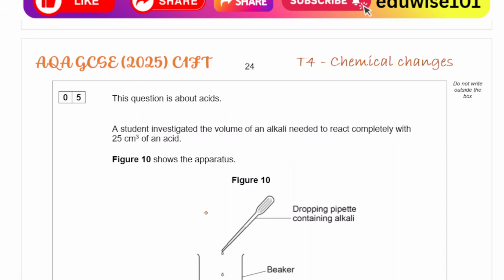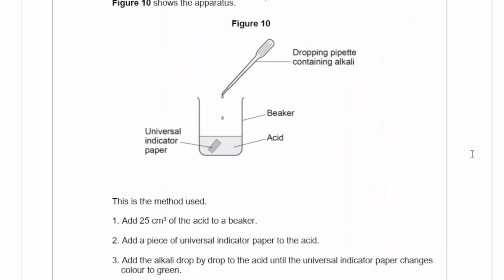This question is about acids, which is on the topic of chemical changes. A student investigated the volume of an alkali needed to react completely with 25 centimeter cube of an acid. So it's a neutralization reaction. We are reacting an alkali with an acid. Figure 10 shows the apparatus used, universal indicator paper inside the acid.